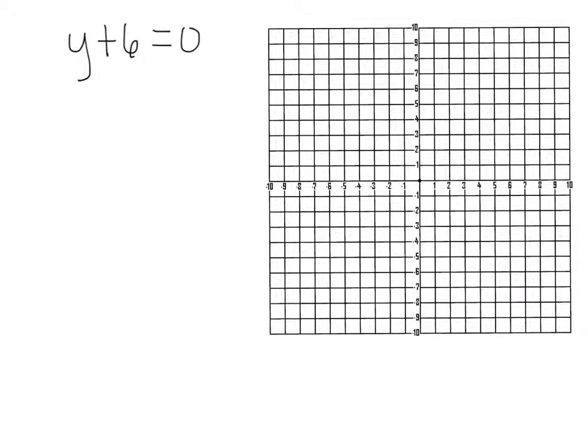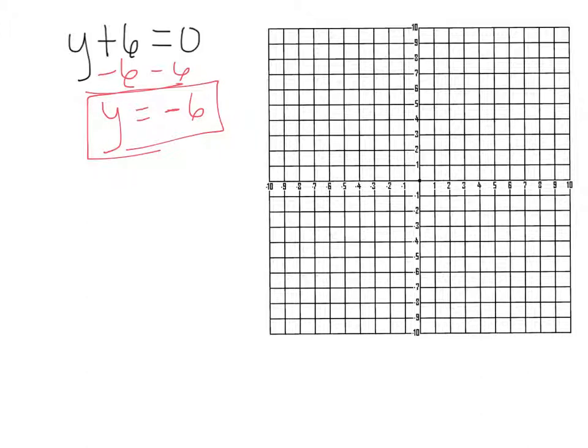If you only have a single variable when you go to graph a line, that means you have either a horizontal line or a vertical line. Regardless, you need to solve for that variable. So here I'm going to subtract 6 from both sides, and I get y equals negative 6.